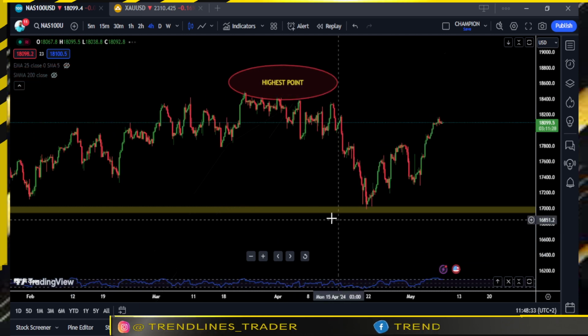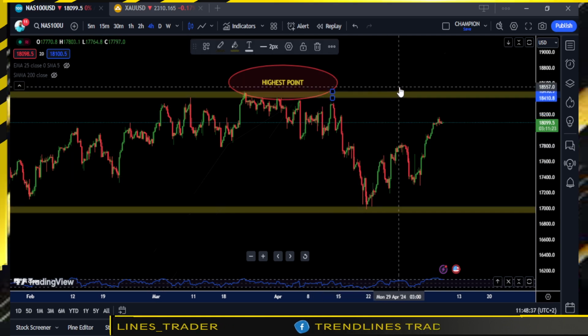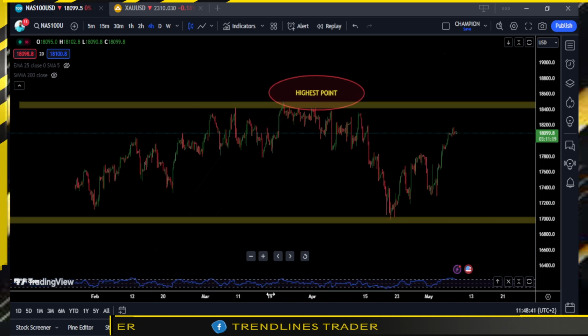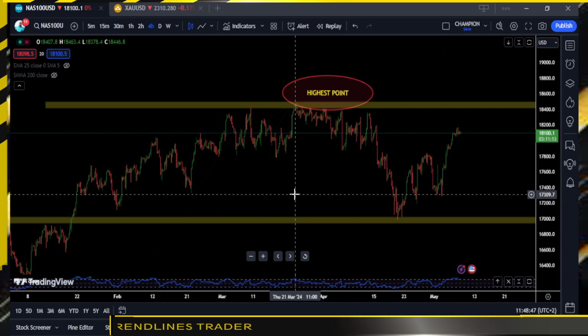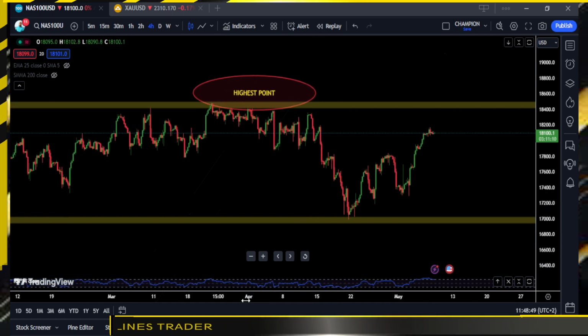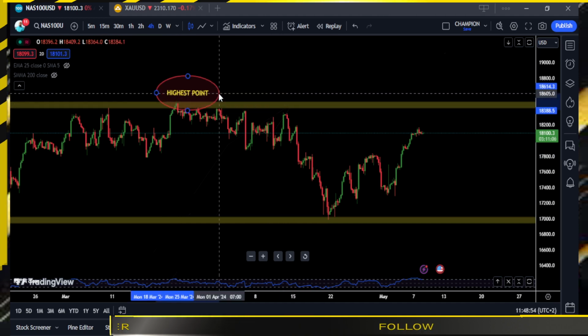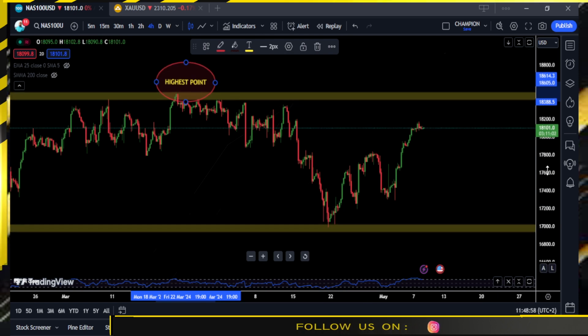Let's duplicate, and yeah, as you can see, that's our highest point. The last time we reached the highest point, it was around the 21st of March, this year, 2024. This is our highest, right? Remember, we are on the 4-hour time frame.